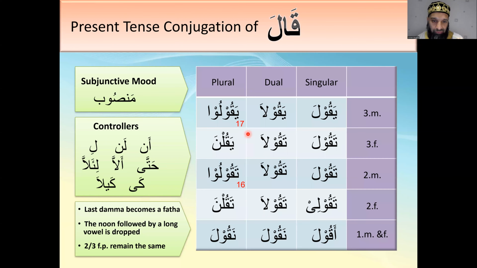So the take-home lesson: if you see yaquluna, it means they all say. If you see yaqulu, it still means they all say. It's just that some grammar has happened. A controller has come before it, so the noon had to drop. Yaquluna and yaqulu mean the same thing. Aqula and aqulu mean the same thing. Yaqulani and yaqula mean the same thing. It's just that one of those words came in front of it that causes the noon to drop. That's it. And you do see this pattern quite a bit.